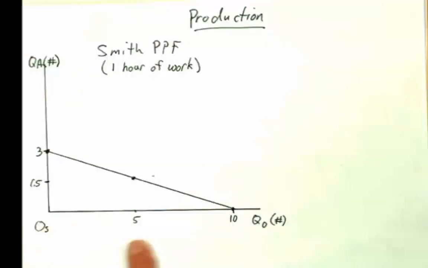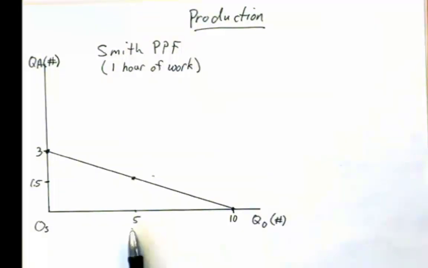Now, we're going to spend a lot of time thinking about this particular line, because this line is what we're going to call the production possibility frontier for Smith under a set of assumptions. And we're going to think really, really hard about defining economic concepts with respect to this particular line. What this line corresponds to is what would happen if Smith split up his time in different combinations, spending a half an hour producing oranges and a half an hour producing apples, for example.